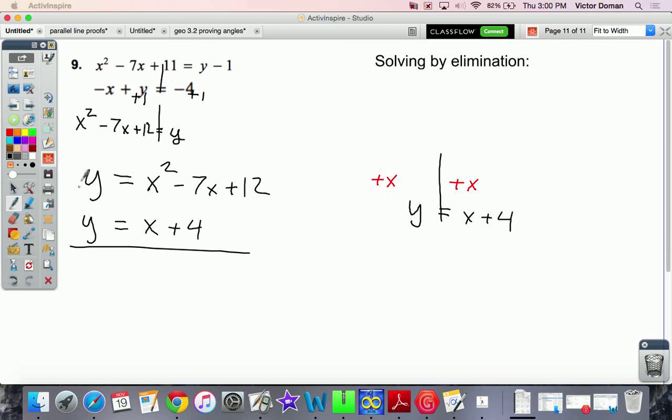Now we'll notice that adding currently is not going to cause the y's to eliminate because they're not additive inverses. So I'm going to take the left and the right side of this bottom equation and make it negative, which makes it negative, negative, negative. Add the two equations up, the y's cancel out, making it 0. The x squared doesn't have anything to match with it, so x squared minus nothing is still x squared. Negative 7x minus x is negative 8x, and 12 minus 4 is 8.